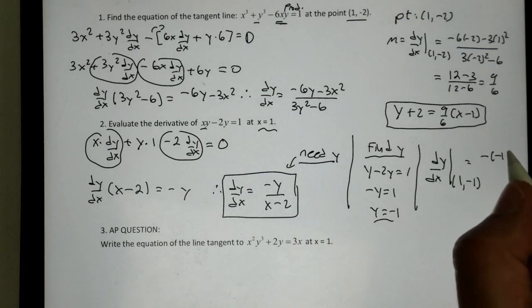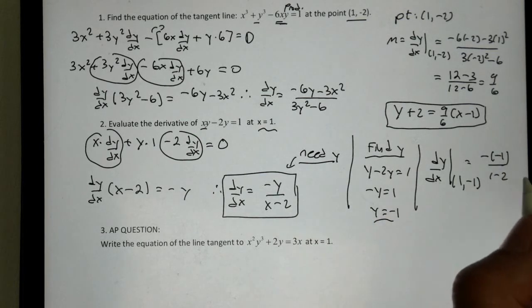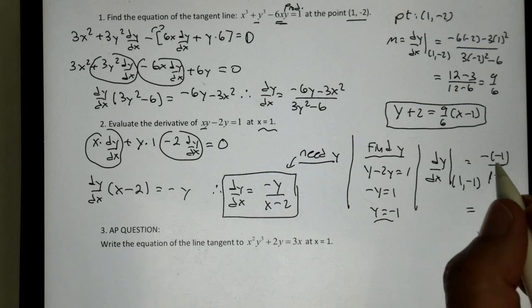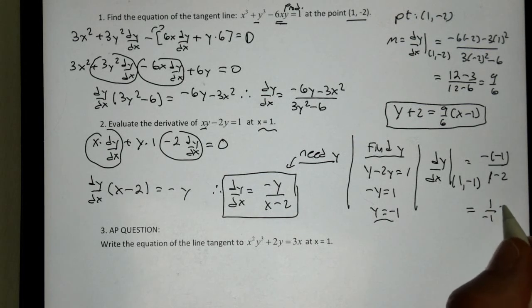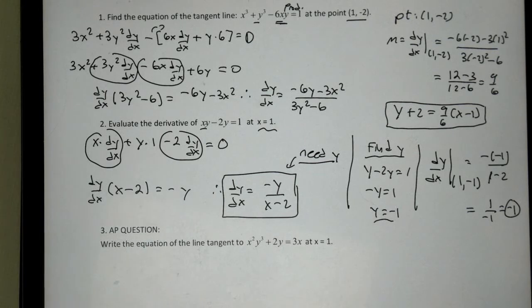Negative of a negative 1 over 1 minus 2, and that just becomes, let's see here, the top is just 1 over negative 1, or negative 1. And there's our value right there.